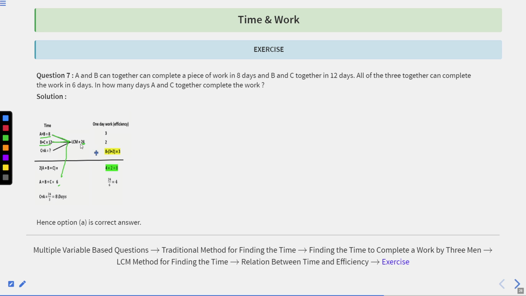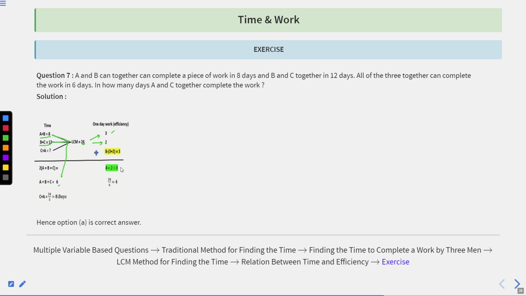So 1 day work efficiency of A and B is 3, that is 24 divided by 8. 1 day work efficiency of B and C together is 2, and 1 day work efficiency of A, B, C together is 8. Okay.